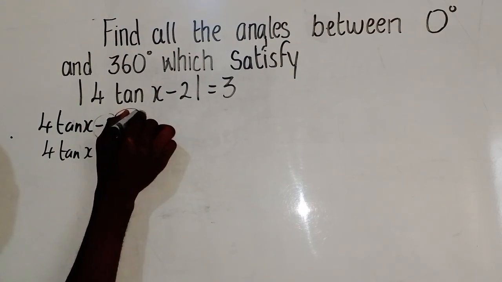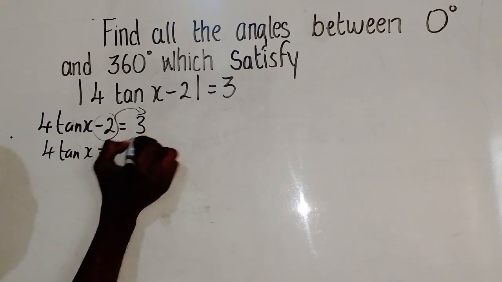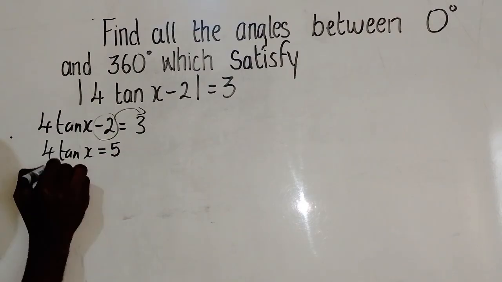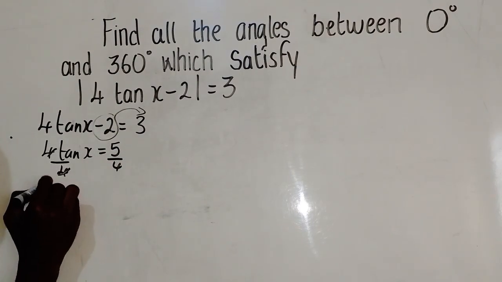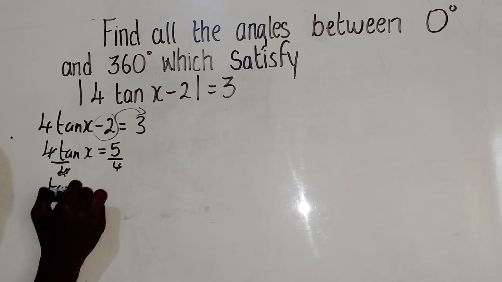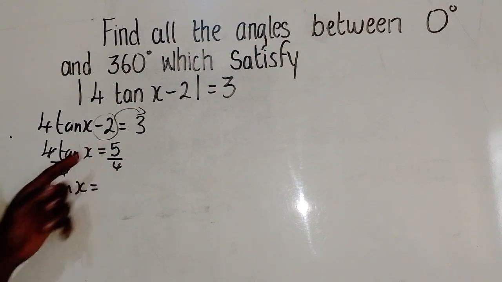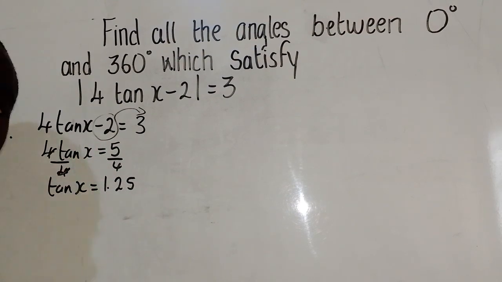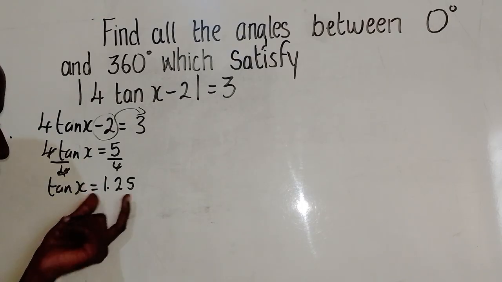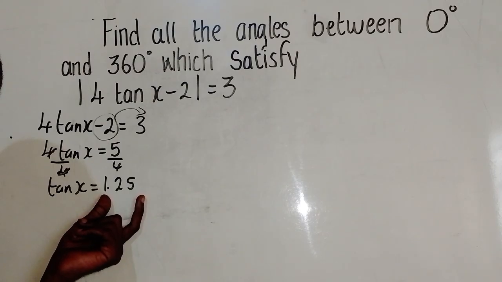So now what we do is it will be 4 tan x. This negative 2 is supposed to come here, and when it comes here it gives me 5. So we divide by 4, and by 4 you cancel. So tan x is equal to 5 over 4, which is going to give me 1.25. At this stage, this number is a positive number, okay?